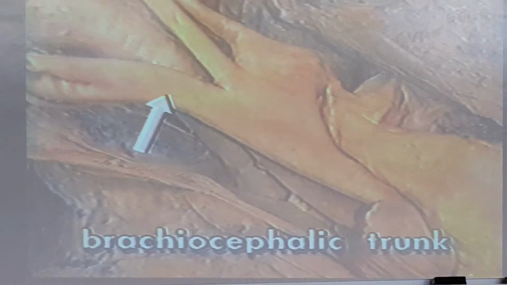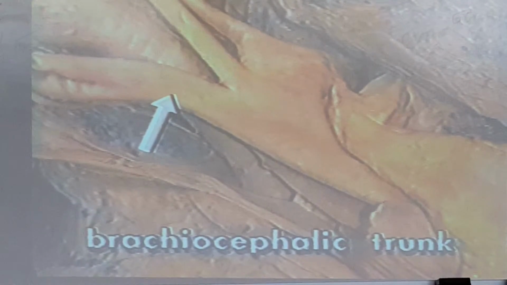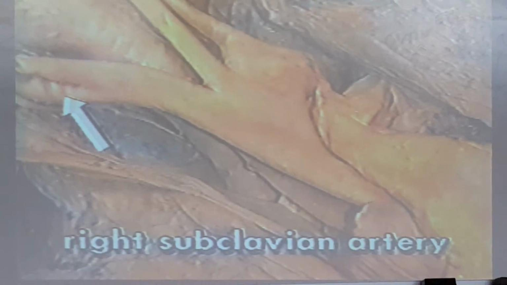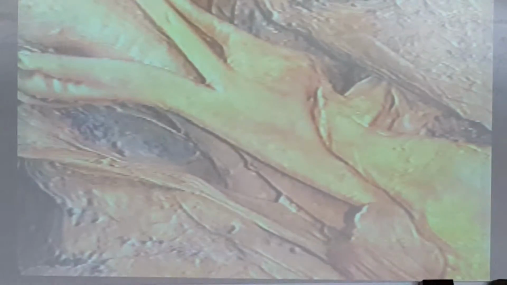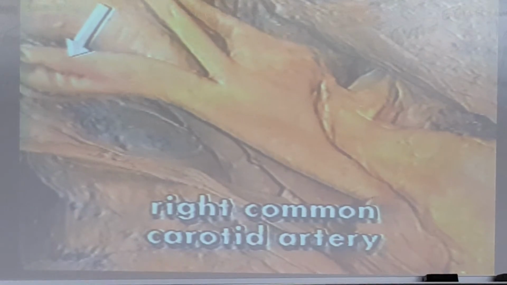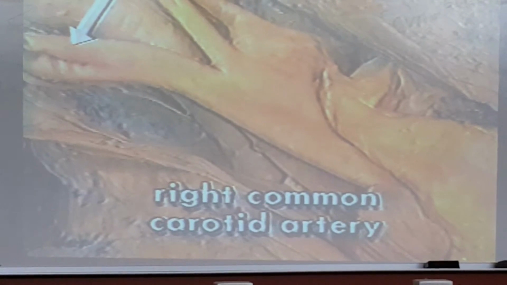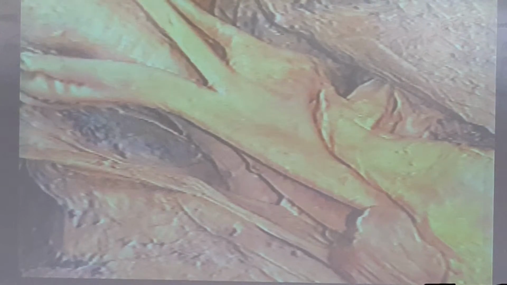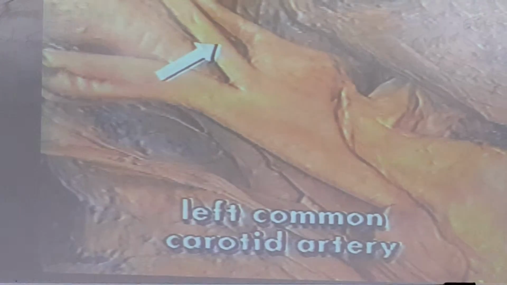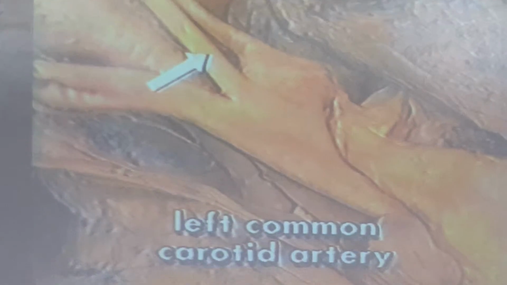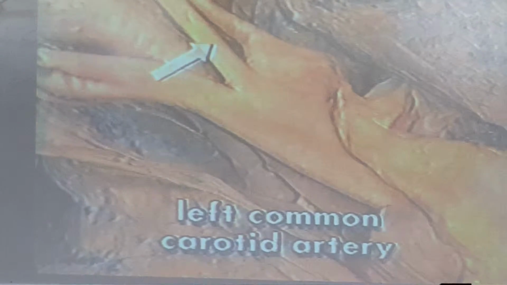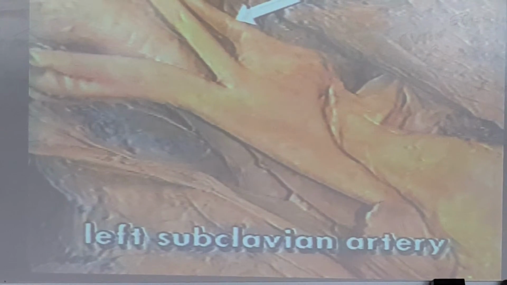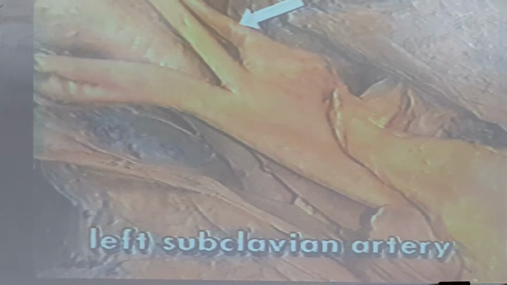The most proximal branch from the arch is the brachiocephalic trunk. It further divides into the right subclavian artery, which carries blood toward the right upper limb, and the right common carotid artery, which supplies the head and neck regions on the right side. Arterial blood to the left side of the head and neck regions is transported by the middle branch of the arch, the left common carotid artery. The third branch of the arch, the left subclavian artery, conveys blood toward the left upper limb.